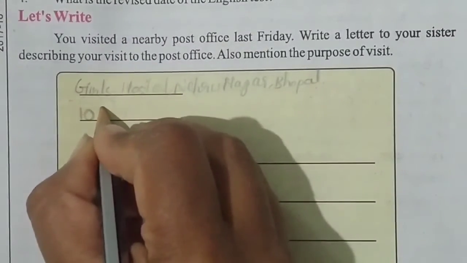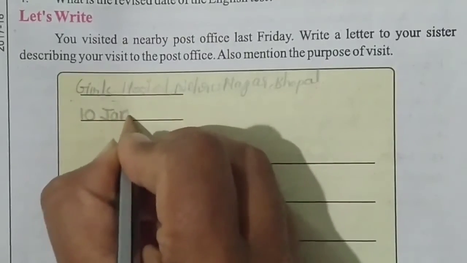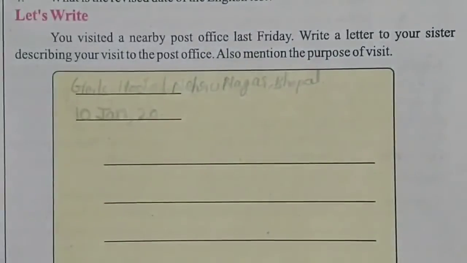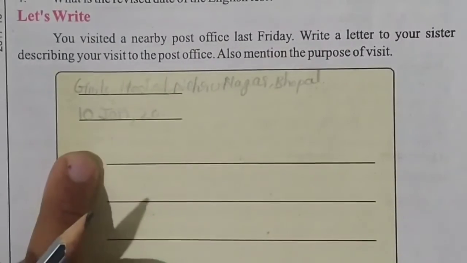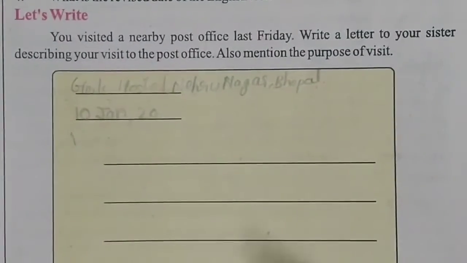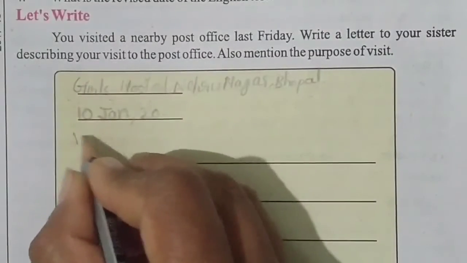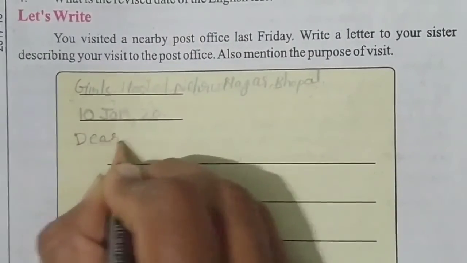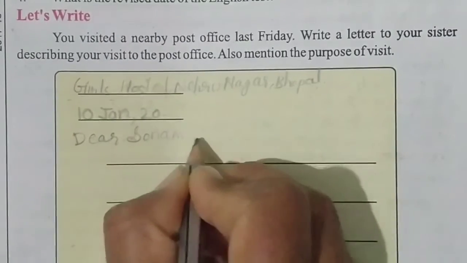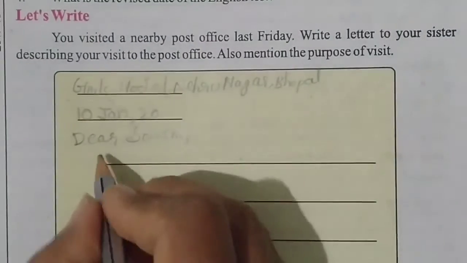10th January 2000. Now this one is an informal letter, so you start with Dear and the name of your sister, like your sister's name is Sonam. Dear Sonam. Then start.